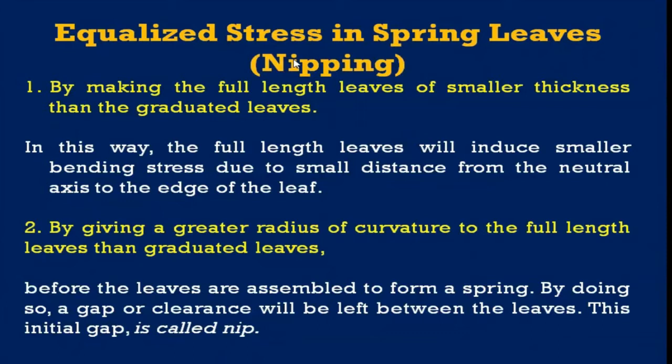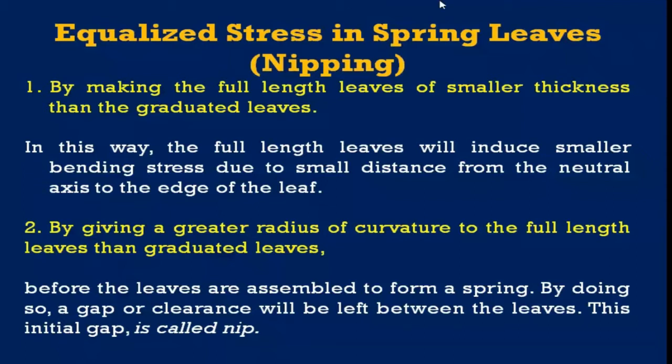We have the bending stress equation sigma b is equal to bending moment M into y, the distance of fiber from the neutral axis, divided by I. So, if thickness is reduced, y value is reduced. If thickness is reduced, y value will reduce. Obviously, the bending stress will be lowered. Like this, the stress in the full length leaves will be reduced to some extent.